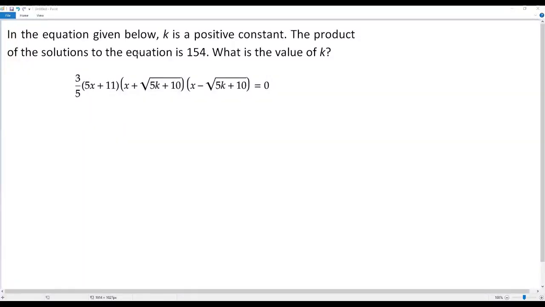Here we have a SAT math problem. Okay, let's go to the question. In the equation given below, k is a positive constant. The product of the solutions to the equation is 154. What is the value of k?